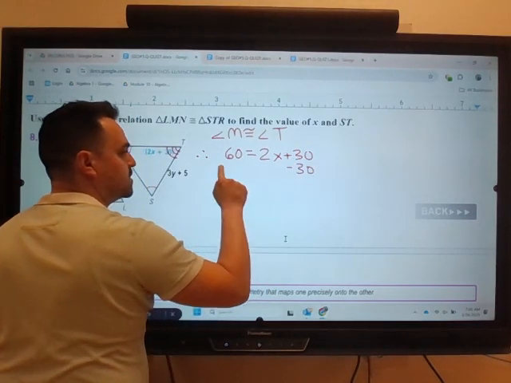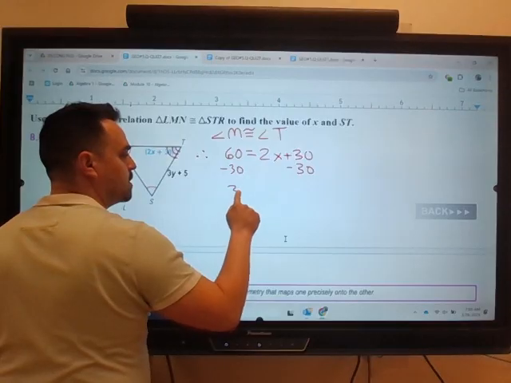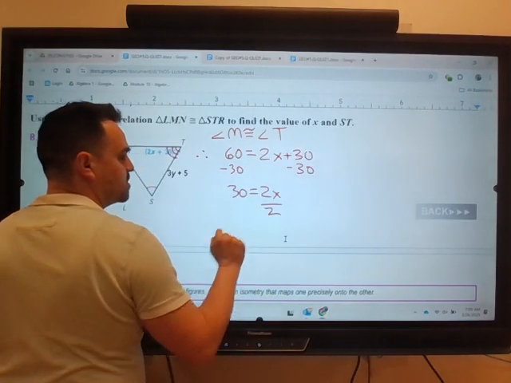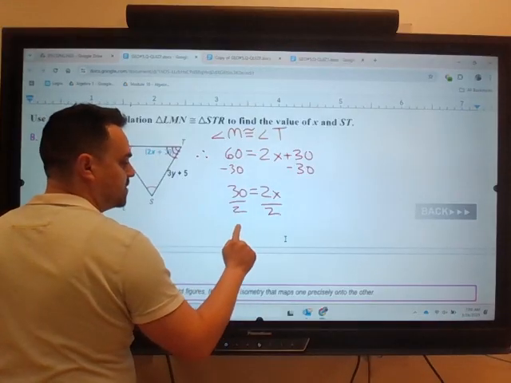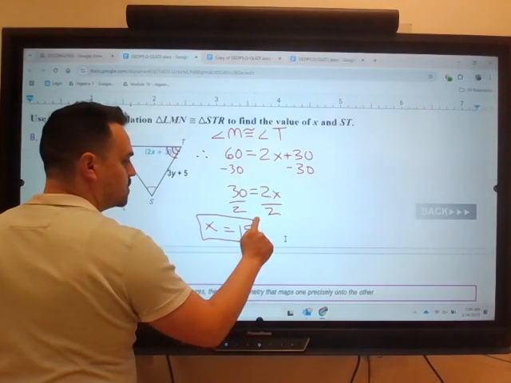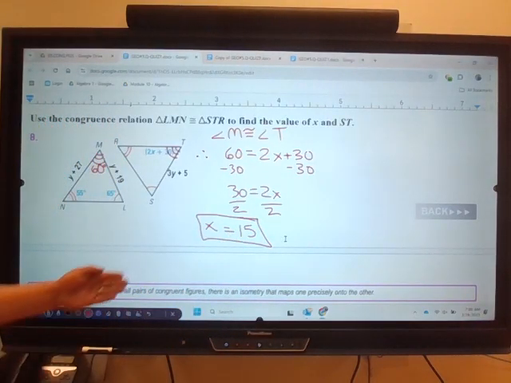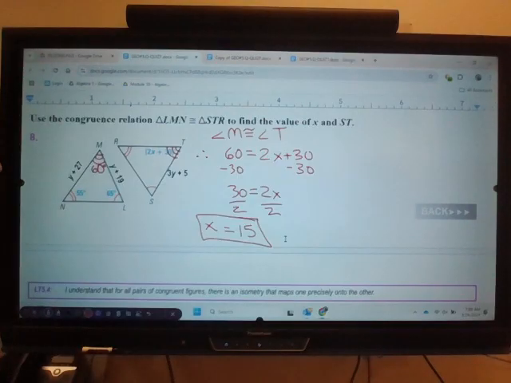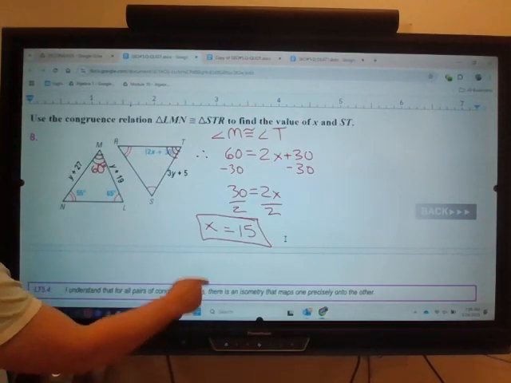All right, I'm going to go solve this equation real quick. I'm going to have 30 equals 2x. The opposite of multiplying by 2 is dividing by 2, so 15 equals x, or x equals 15, since we like to have the variable on the left of an equation. Okay, we've solved for x. The value of x is 15.